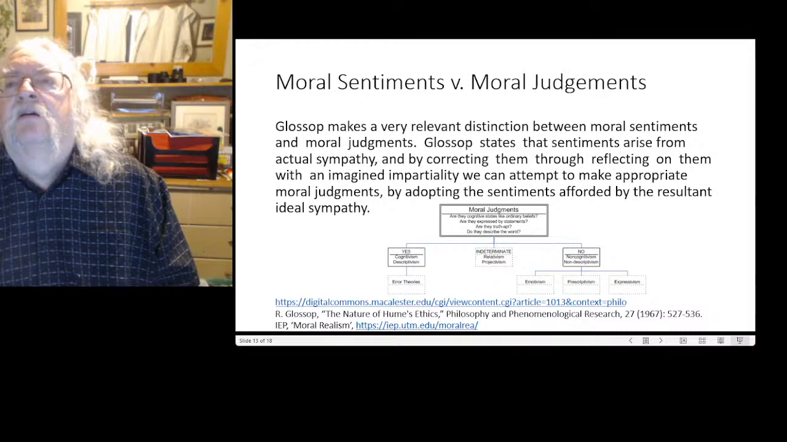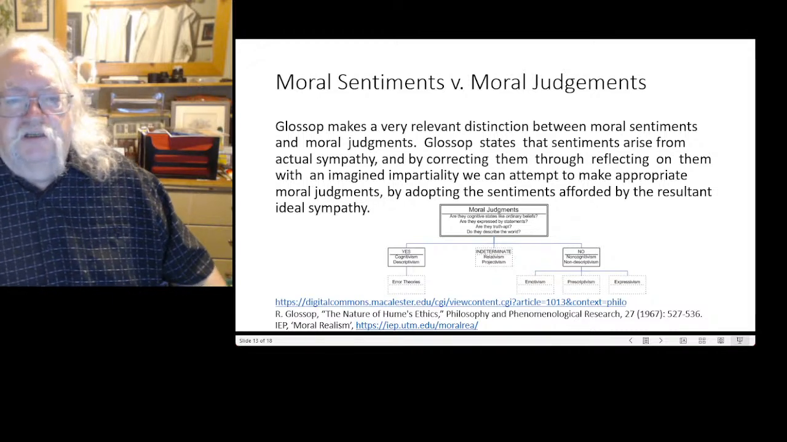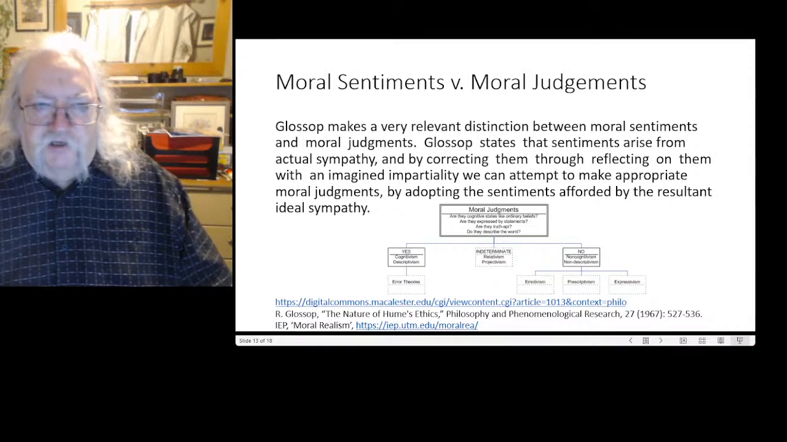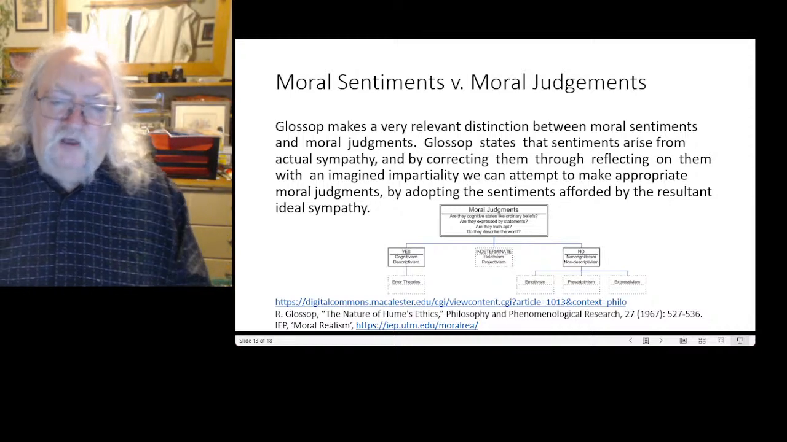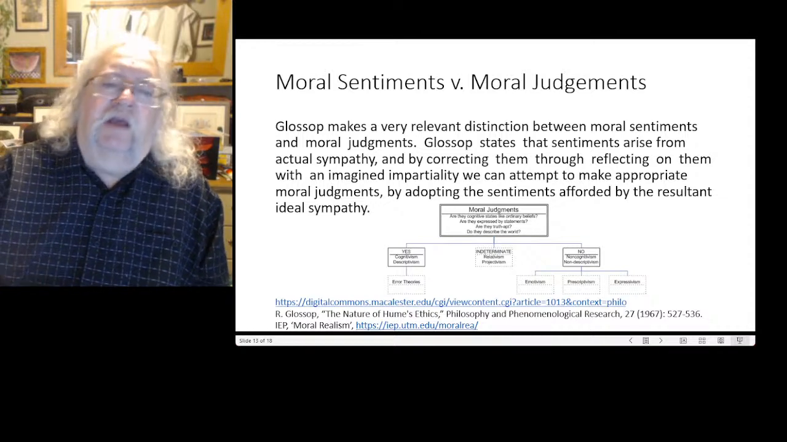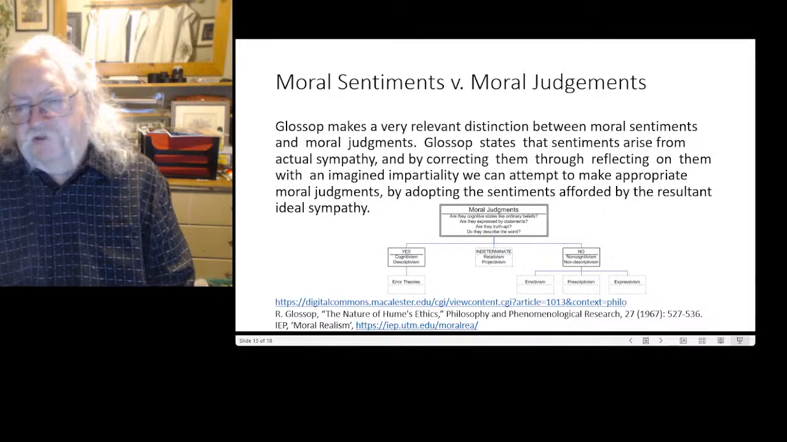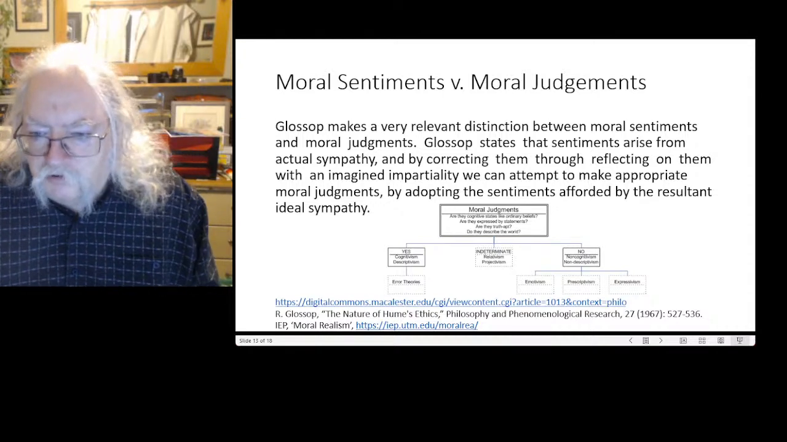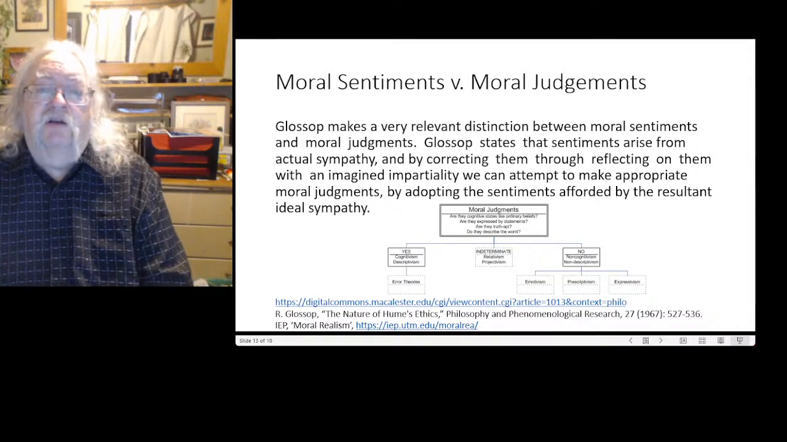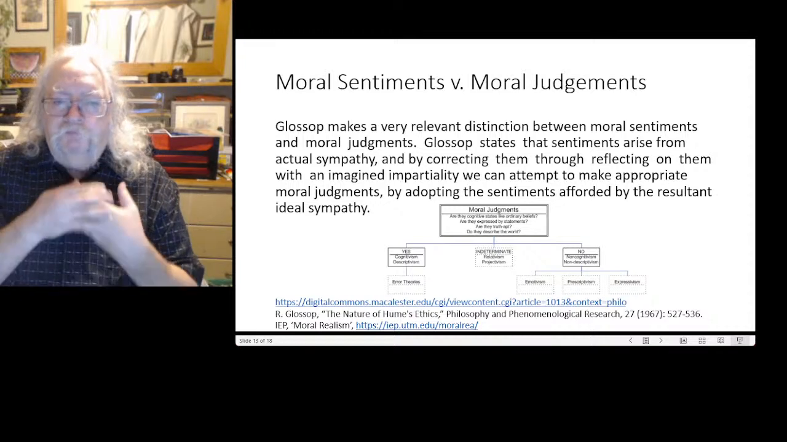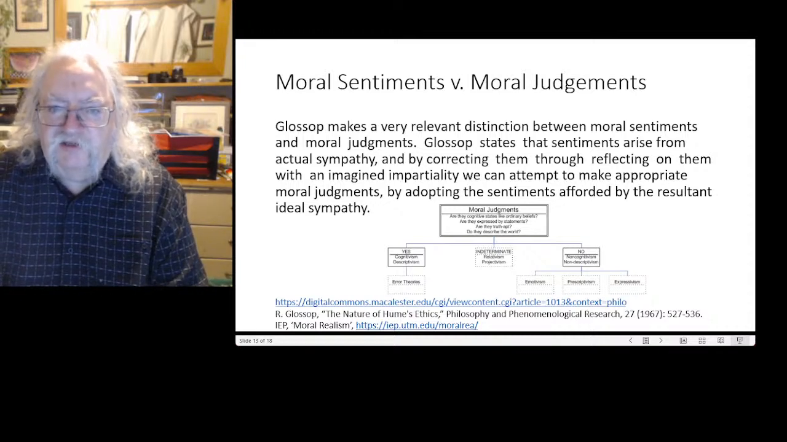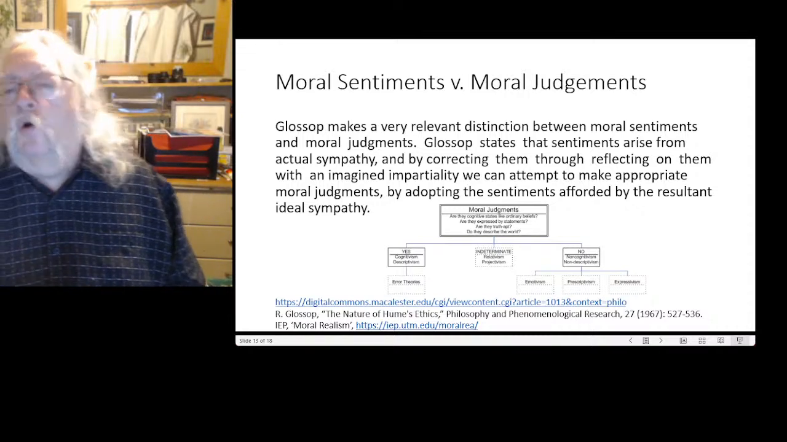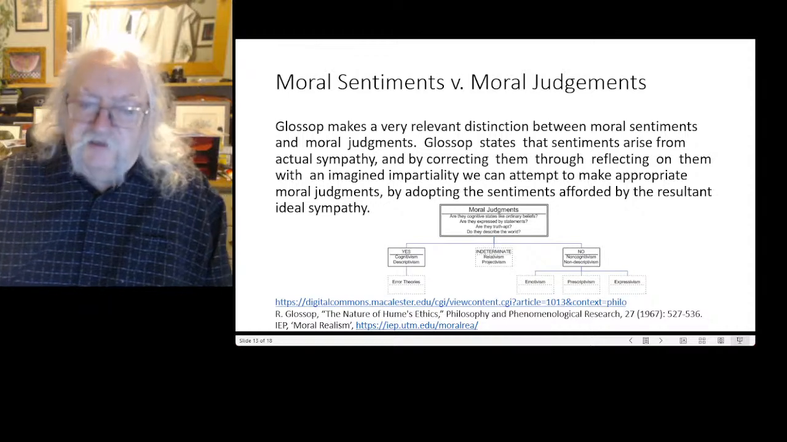The expression of our moral sentiments can be talked about in language of moral judgments. You see the distinction here, right? To have a moral sentiment is to have a feeling or emotion, which is our personal reaction, ineffable and all of that, to a particular situation. A moral judgment is when we actually say something about that. Our moral judgment may arise from actual sympathy, but we express it, and then, as Glossop says, by correcting them through reflecting on them with an imagined impartiality, we can attempt to make moral judgments by adopting the sentiments, right?